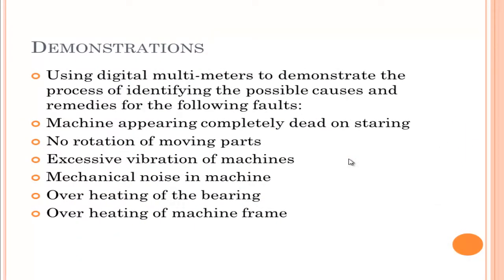Now, using the suitable digital multimeters, we're going to demonstrate the process of identifying the causes of the faults we have just mentioned, and the remedies. The faults, as arranged here, include the machine appearing completely dead on starting, no rotation of moving parts, excessive vibration of the machine, mechanical noise in the machine, overheating of the bearing, as well as overheating of the machine frame. So we're going to see a demonstration of how these faults can be traced and what the most likely remedies are, using the necessary suitable multimeters.